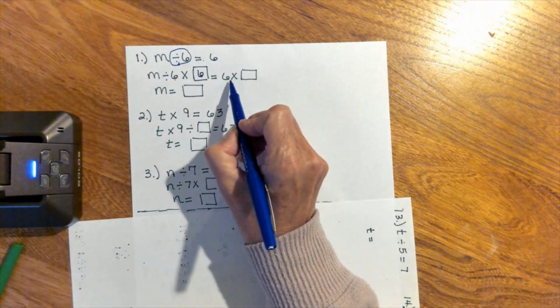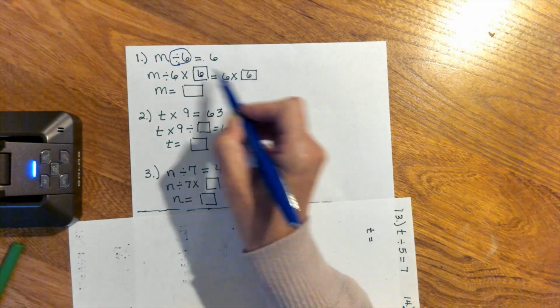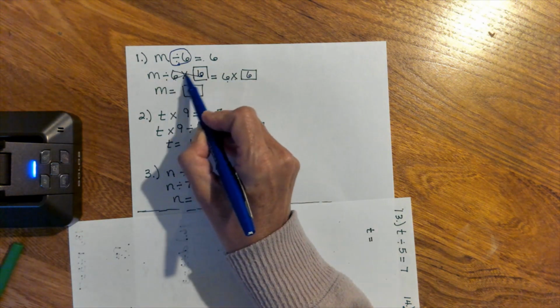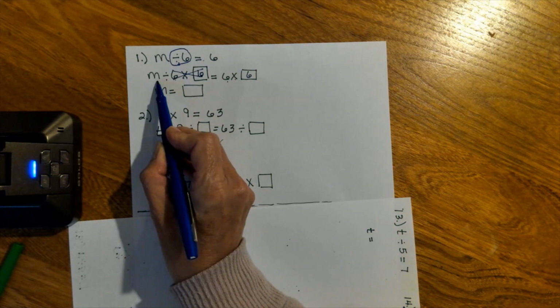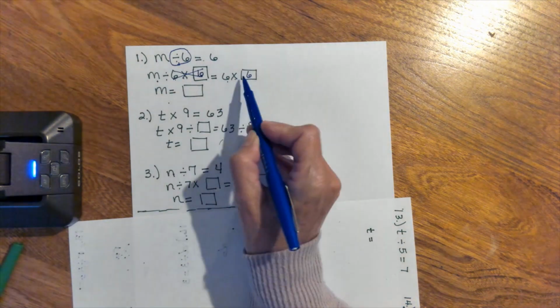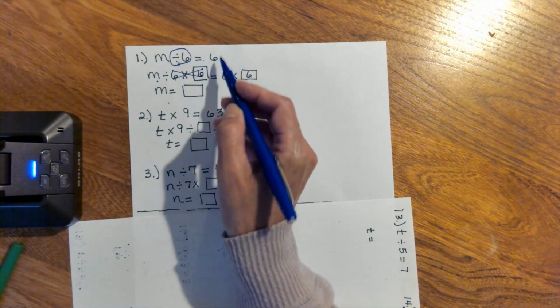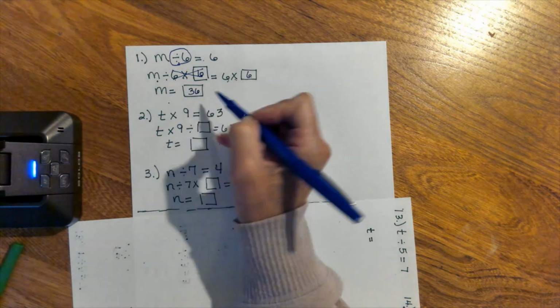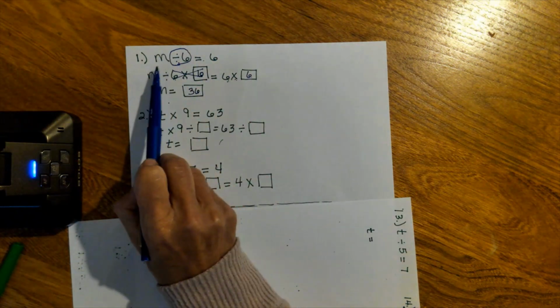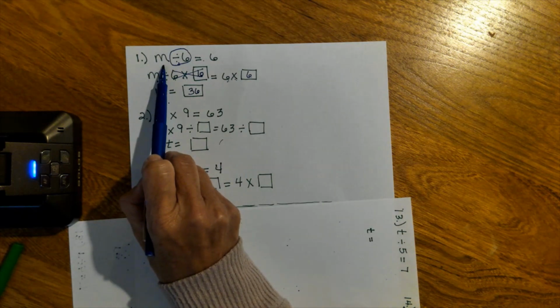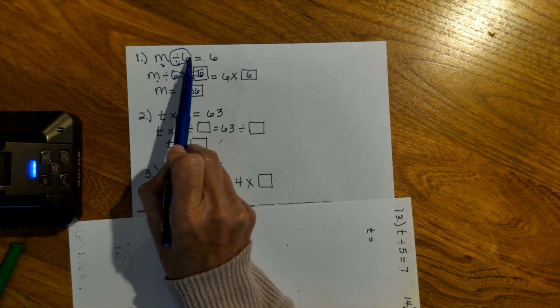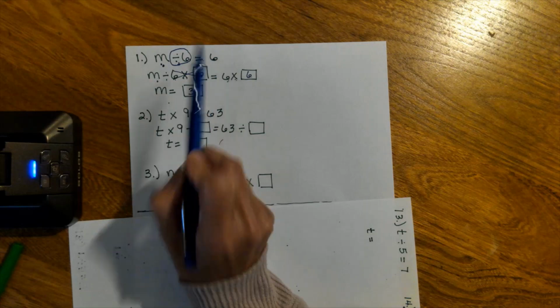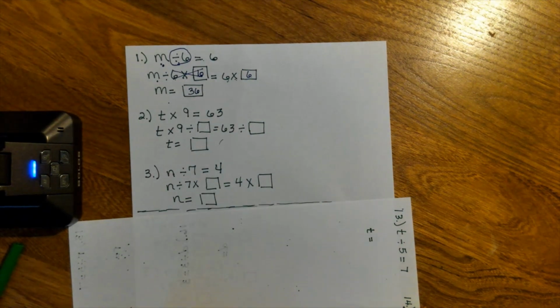So we have to take 6 times 6. These two cancel each other out. We're left with just m over here. And m equals whatever 6 times 6 is, which is a basic fact, and that would be 36. You can check yourself by plugging in a 36 up here and seeing if it works. 36 divided by 6 does equal 6. That's true, therefore your answer is correct.